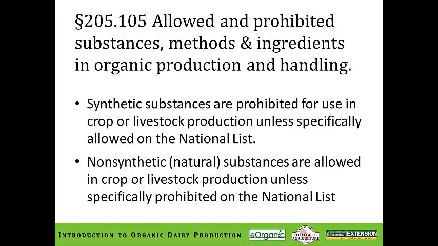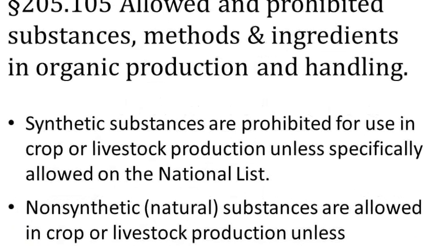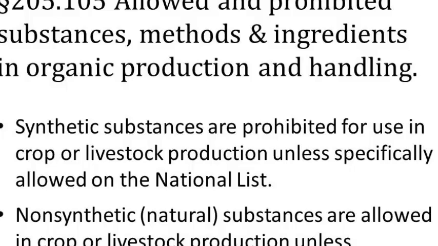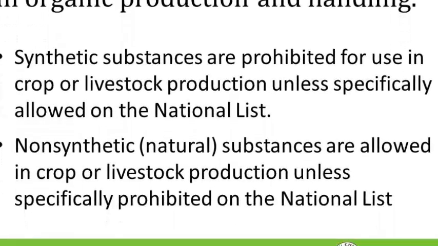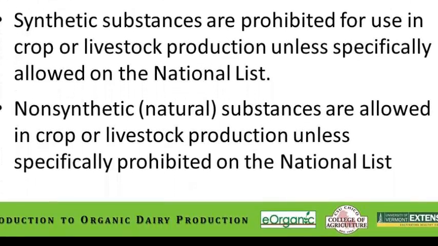205-105 starts to detail some of the information on the organic standards of allowed and prohibited substances, methods, and ingredients in organic production and handling. The way the organic standards work is that synthetic substances are prohibited for use in crop and livestock production unless they are specifically allowed on the national list. Meanwhile, the natural substances, or the non-synthetic substances, are all allowed for use in crop and livestock production unless they are specifically prohibited on the national list. We'll go into detail on the national list later in this module.